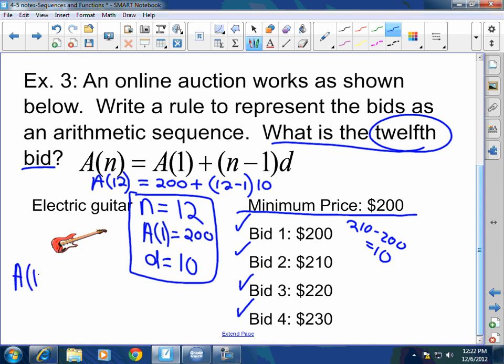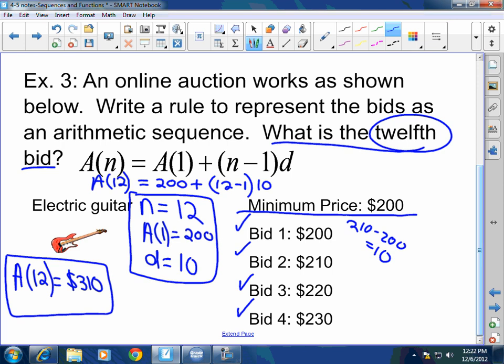So my 12th term is going to be 200 plus 11 times 10. That's 110. So it's going to be $310. If they wanted to find the 75th term, they could. Whatever term number you want to find, you can find using this formula. Does that make sense, gentlemen?